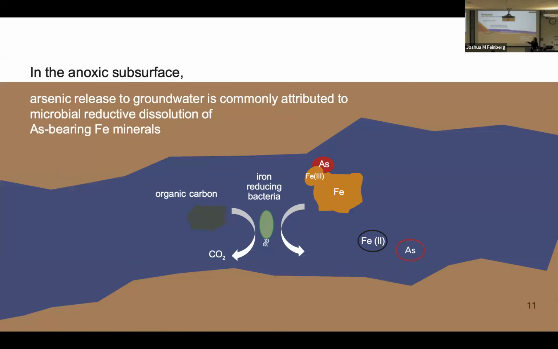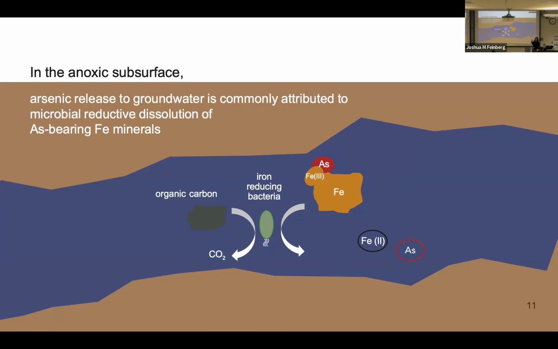So in another very simple cartoon, in the anoxic subsurface, you might be familiar with microbes such as iron-reducing bacteria. And as you go down the microbial redox ladder, of course, the microbes start to use oxygen for their energetics, and then nitrate, and so on and so forth, until you get to your iron minerals, to which the arsenic is sorbed. And then iron-reducing bacteria couple the oxidation of different types of organic matter to CO2, and then reduce your iron 3 minerals to dissolved iron 2, thereby releasing arsenic into solution.